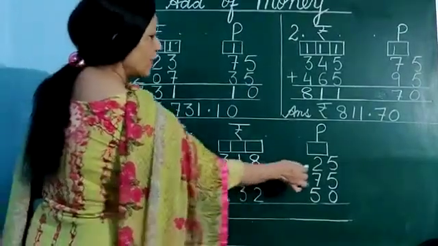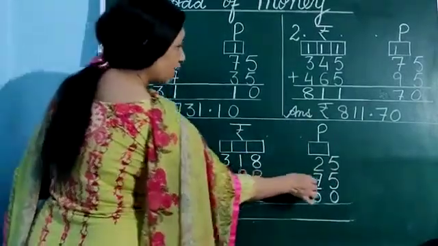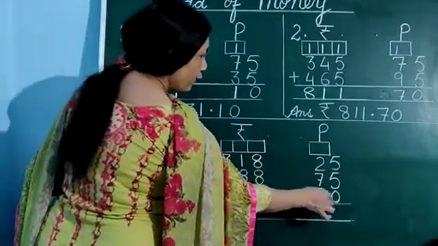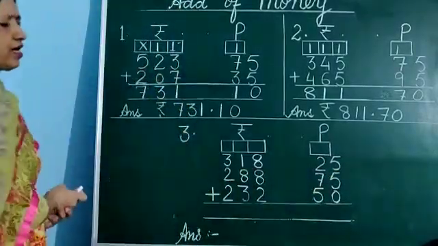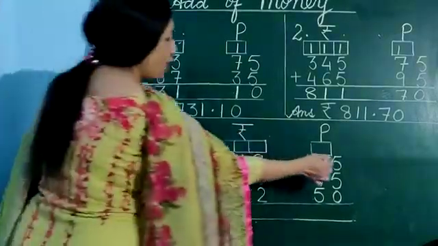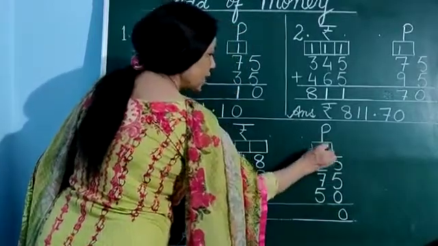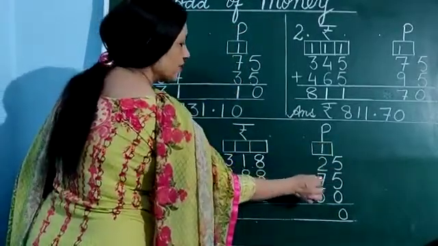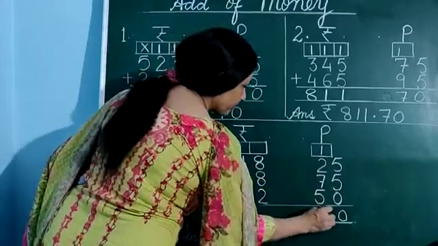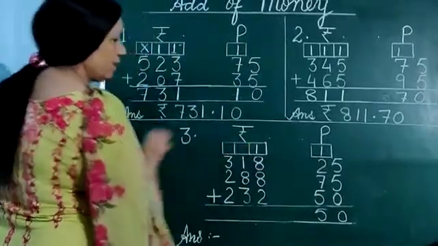318 rupees 25 paise, 288 rupees 75 paise and 232 rupees 50 paise. Now three numbers are there. Again the method is same. 5 plus 5, 10. 1 is carryover. 1 plus 2, 3. 3 plus 7, 10. 10 plus 5, 15. 1 will be written here.